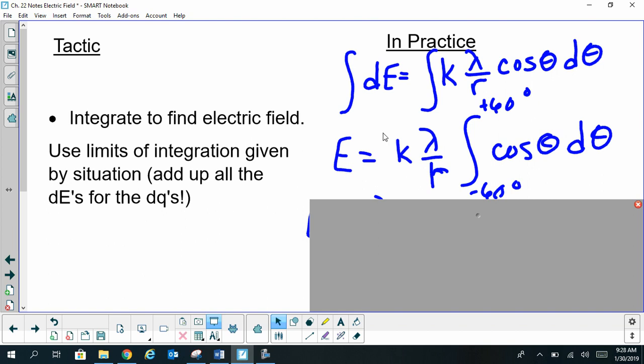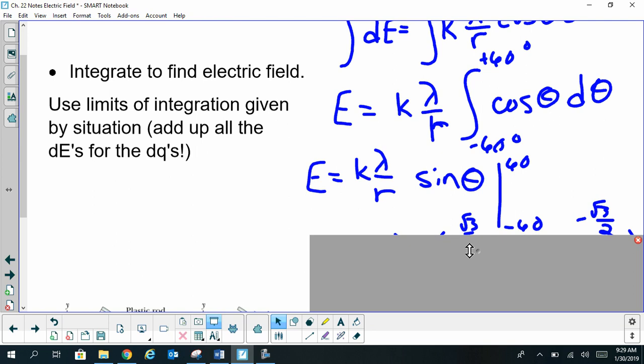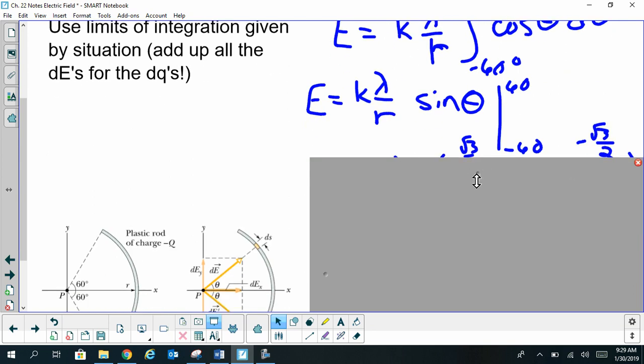Okay. Notice I pulled out k, lambda, and r. Those were all constants in this situation. If you don't remember, go back and listen because I explained that earlier. And then notice our limits of integration are going to be negative 60 to a positive 60 degrees, which is again given by the situation. The integral of our cosine function is just going to be our sine function, and then we're going to evaluate that from negative 60 degrees to a positive 60 degrees.